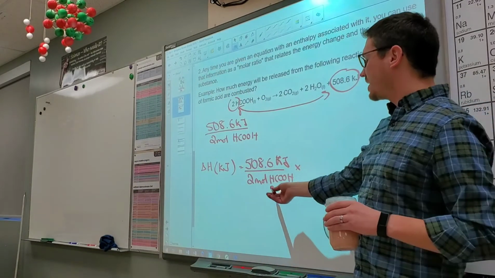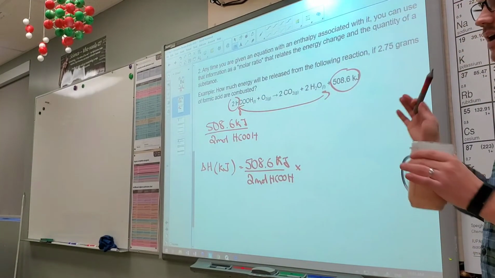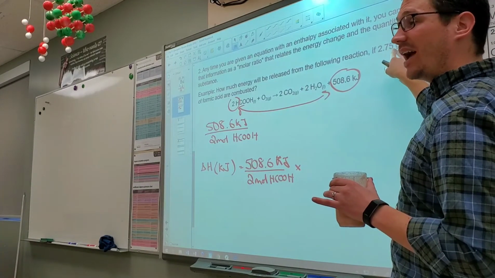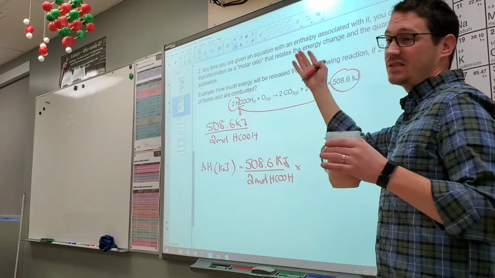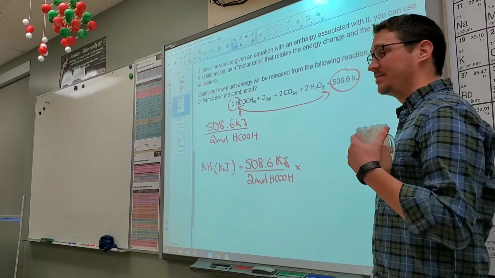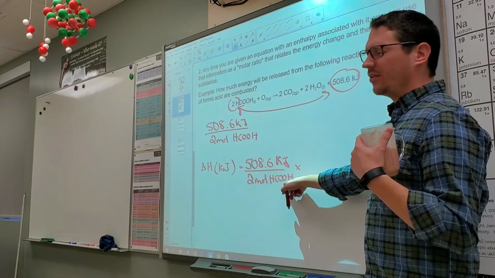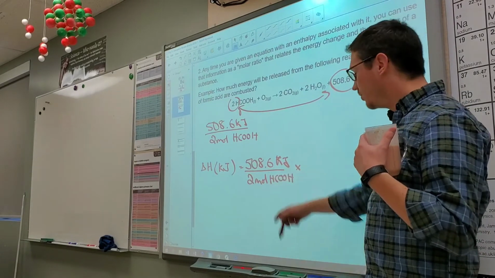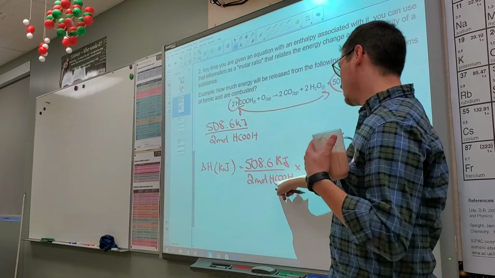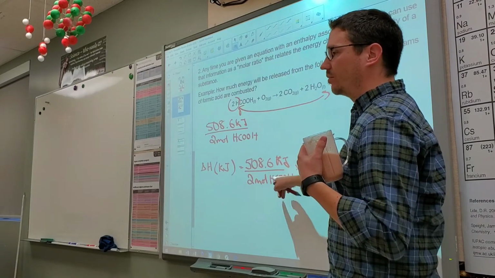So all we have to do is cancel out 2 moles. That's it. 2 moles of formic acid. What could you possibly get moles from? Yeah, because we know something about grams, right? Grams and moles, that sounds like it's molar mass. So what is the molar mass of this substance? 12 and 32 is 44, plus 2 is 46.